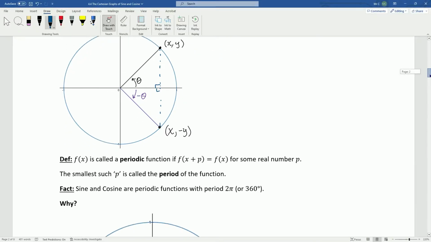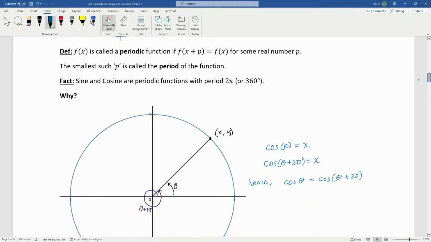All right, and another definition here. f of x is called a periodic function if f of x plus p equals f of x for some real number p, meaning that all x values work with this value of p. So if I take any x value and I add p to it, I get the same y value out. The smallest such p is called the period of the function. And fact: sine and cosine are periodic functions with period 2 pi, or 360 degrees.